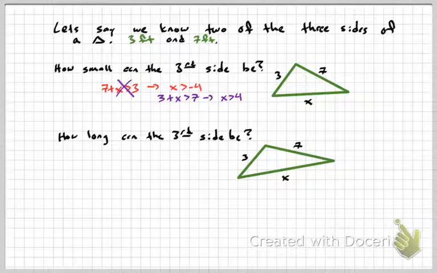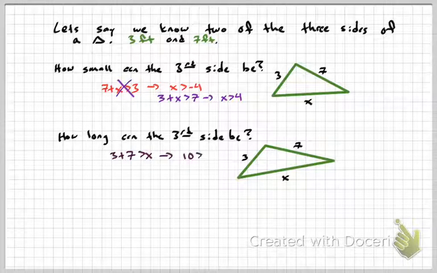But what if we want to figure out how long the third side can be? So we're looking for our maximum value. Well, we're still using the same type of inequality where a side plus a side has to be greater than the third side. But in this case, we use the two that we know. 3 plus 7 greater than x. And this gives us the maximum value that our third side can be. So 10 is greater than x. So x has to be less than 10.